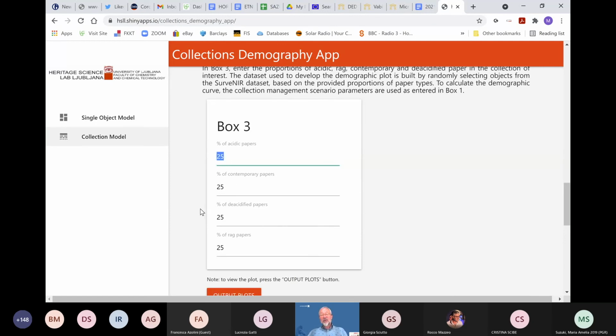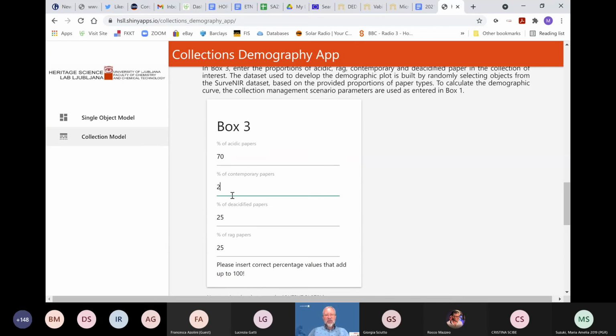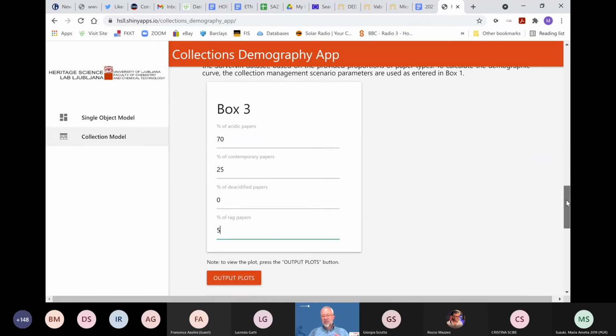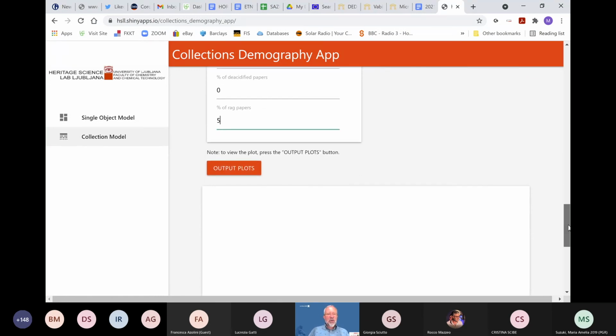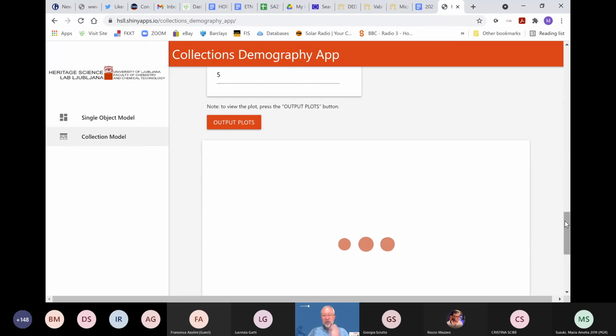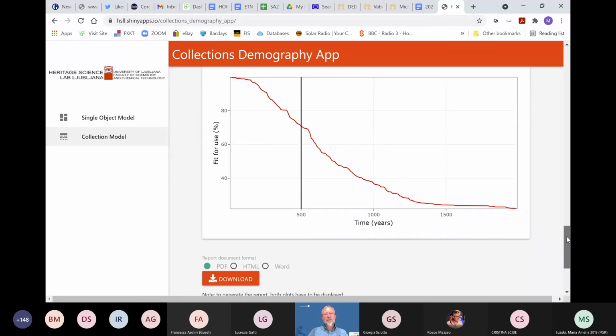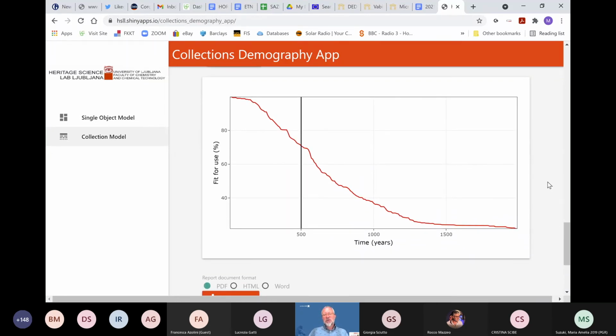So let's say that we enter the composition of a typical Western library that consists of approximately 70% of acidic papers, approximately 25% of contemporary papers, 0% or a few percent of deacidified papers, and approximately 5% of rag paper. That's a typical historical library in Europe or in North America. And we see that for a library of this composition, under the conditions of storage as specified above, we will keep approximately 70% of the library collection in a usable state for the next 500 years.